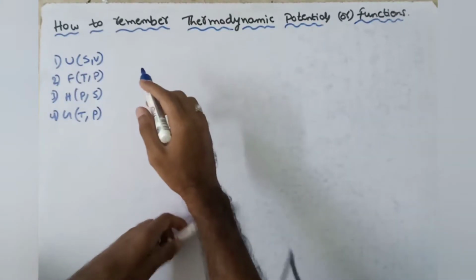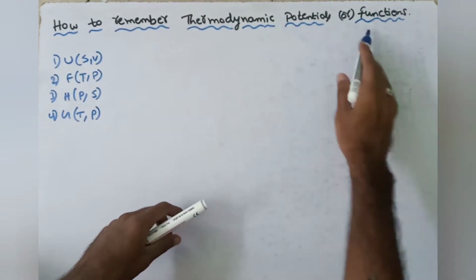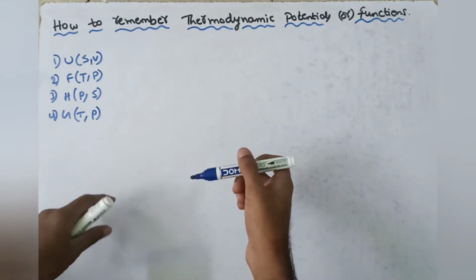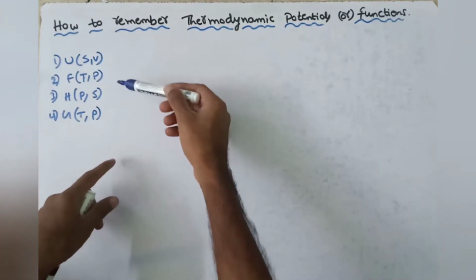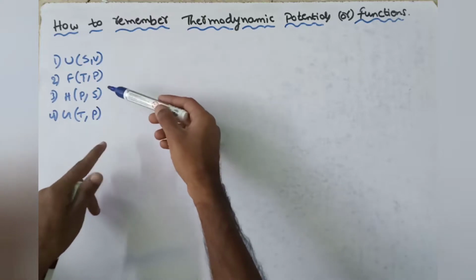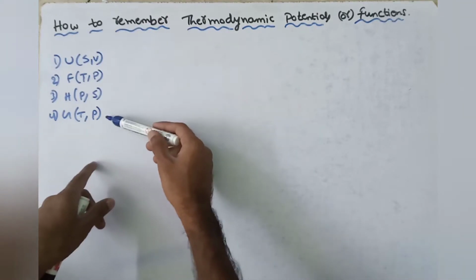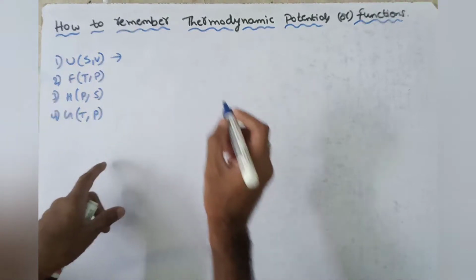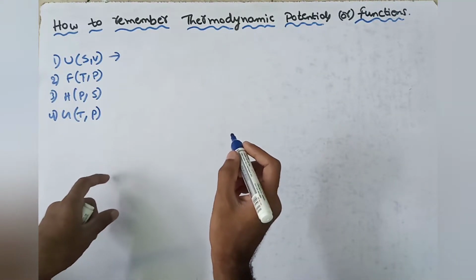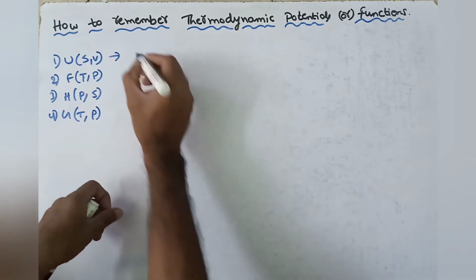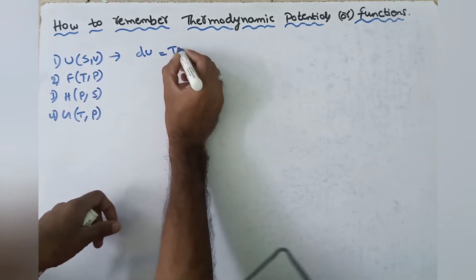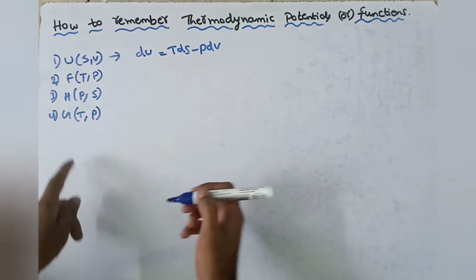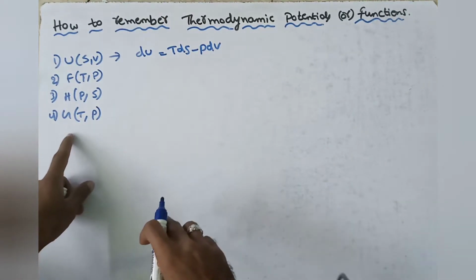We are going to learn how to remember thermodynamical potentials or energy functions. There are four thermodynamical potentials: internal energy, Helmholtz energy, total heat function or enthalpy, and Gibbs function. We can remember internal energy from the basic equation connecting the two laws of thermodynamics: dU = TdS - PdV. But it is difficult to remember the three remaining thermodynamical potentials.